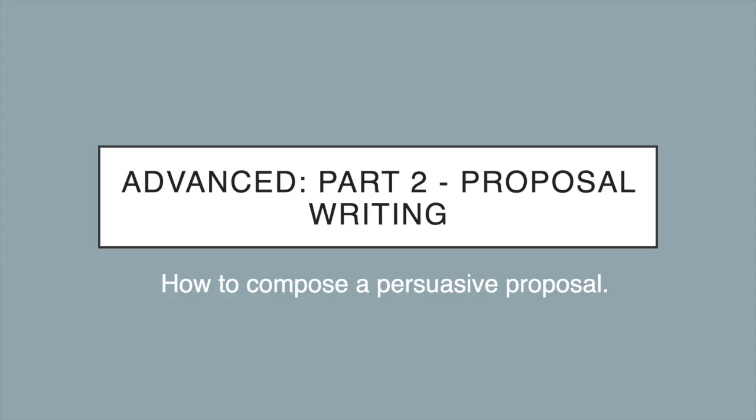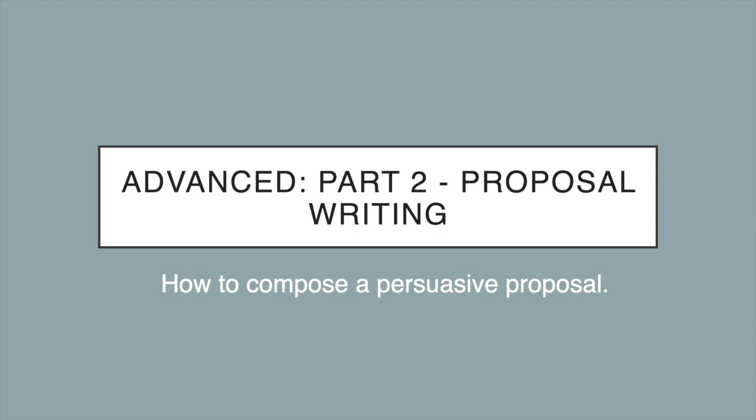In this video, we'll take a look at Advanced Part 2, Proposal Writing: how to compose a persuasive proposal. In this video, we're going to look at task information, go over proposal structure, analyze the difference between formal and informal writing, and check out the functional language of persuasion. But before you get started, it's a good idea to print out the PDF handout of this unit so you can easily make notes and underline key information during the tasks.